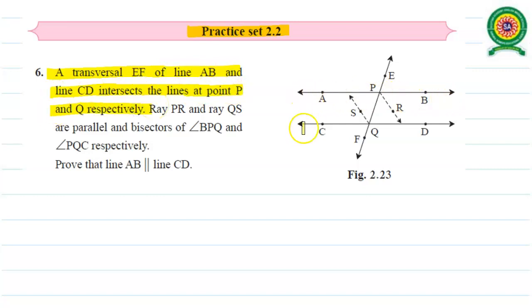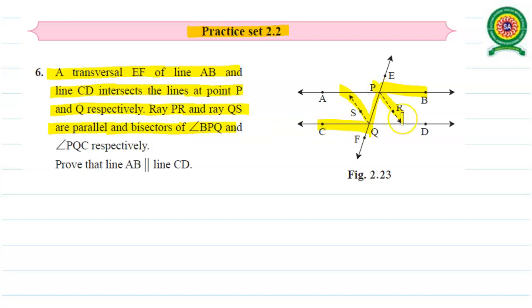So we have given lines AB and CD, whose transversal EF intersects AB at point P and CD at point Q respectively. Now the next one, we have ray PR and ray QS. Look at the rays PR and QS: they are parallel and are bisectors of angles BPQ and PQC respectively.